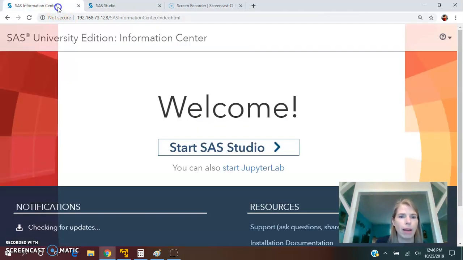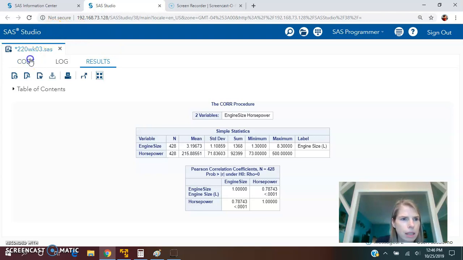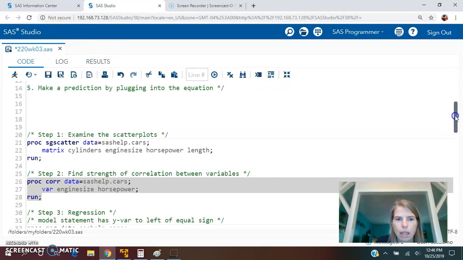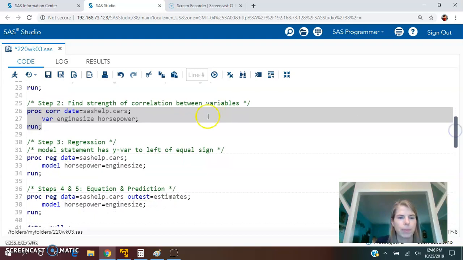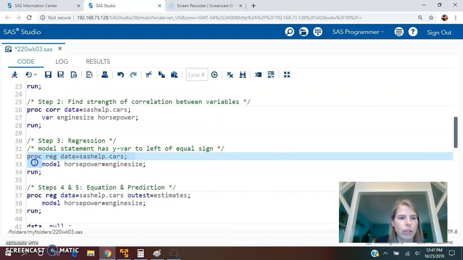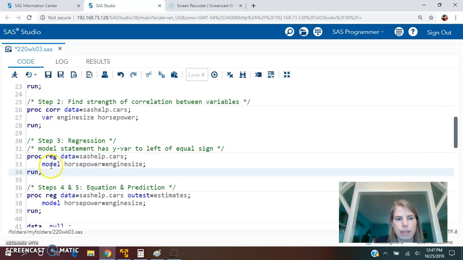All right, so now let's go back and go with our next step. And that is to run our regression analysis. And we'll need a model statement here. And it's very important that you understand how to write it in terms of which variable is to the left of the equal sign. And that's the one you're trying to predict, or the response variable. How does horsepower respond to engine size? All right, so I'll put horsepower on the left and engine size on the right of my equal sign in a model statement. And we will run this.